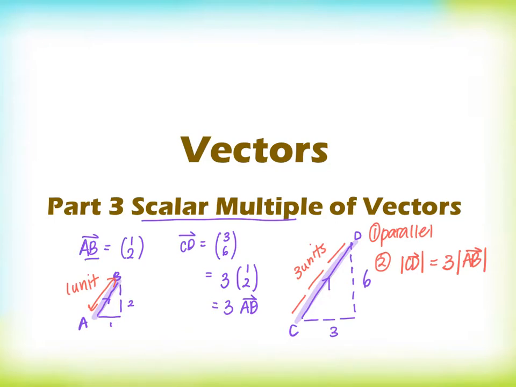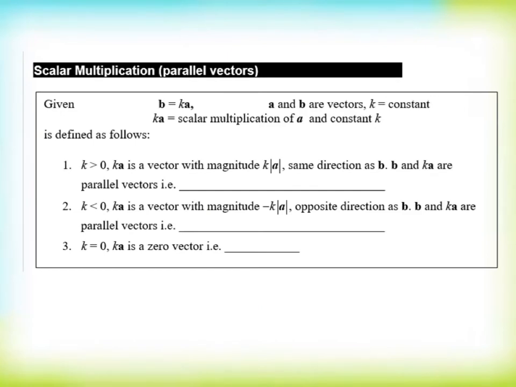Now let's explore more into the theory portion. Up next on scalar multiplication, the parallel vectors. Now given that a vector B is equal to k times a vector A, where k means the scalar multiplication, a constant k, a number of times of vector A. Now there's quite a number of different cases. Number 1, if k is greater than 0, for example, I want to have 3 times the vector A. This means it's a vector with a magnitude that is 3 times the magnitude of the vector A. And if it's positive, it's going in the same direction. Okay, as B and kA are parallel vectors.